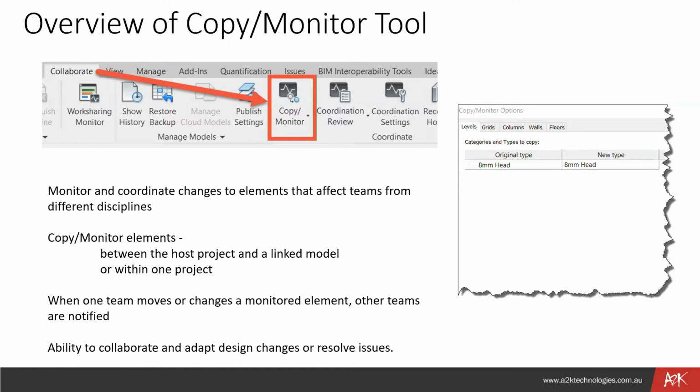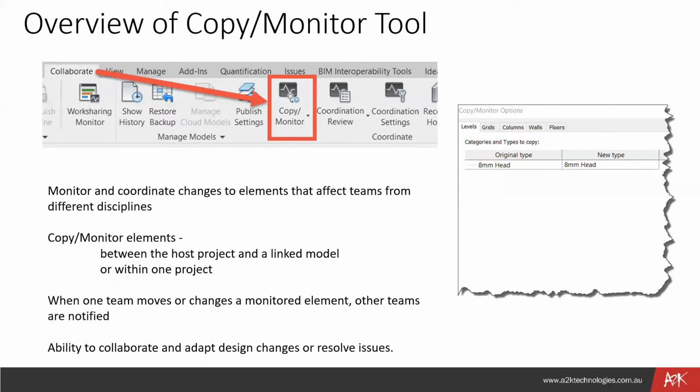You can see here on the screen, and I'm assuming you are fairly familiar with it, the ability to copy those main five categories: levels, grids, columns, walls, and floors. As I said, generally in the MEP workflow, levels and grids is a typical practice out there.